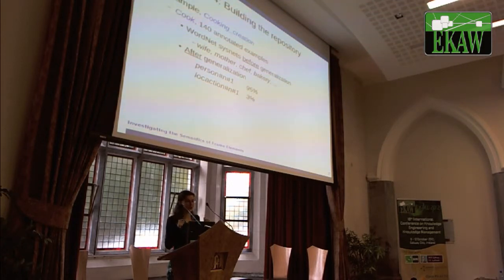Since it's before the generalization are shown here, like wife, mother, chef, baker, and so on and so forth. And after the generalization, what we get is that in 90% of the cases, these were persons. In 3% of the cases, small percent of the cases, these were locations. And then we have a long tail of some synsets, like 2% of synsets, which we were not able to generalize over.